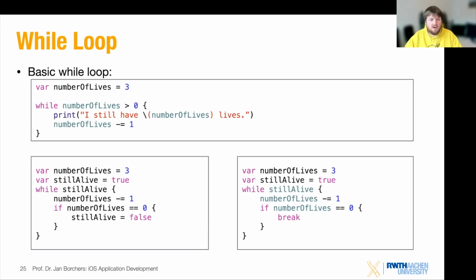And the two examples there at the bottom are just another way you can control that, while checking the state of a Boolean. Here we create a Boolean, stillAlive, that is either true or false. And while that is true, while we are still alive, then something should happen. In this case, we're just reducing the number of lives. And if we are then at 0, we adjust stillAlive to be false on the left-hand side, and then we'll stop this iteration.